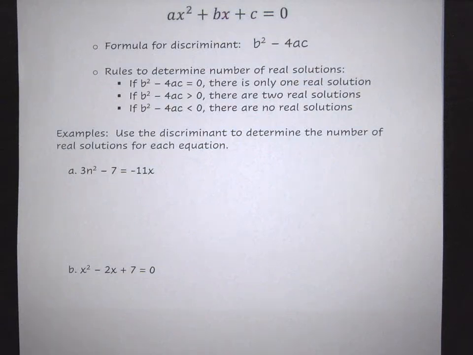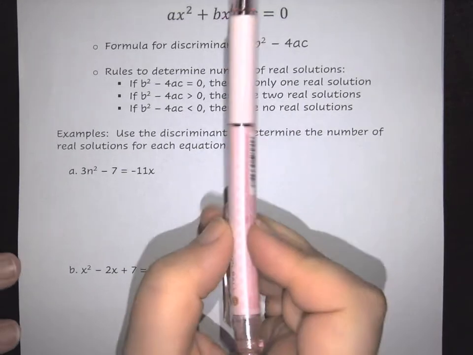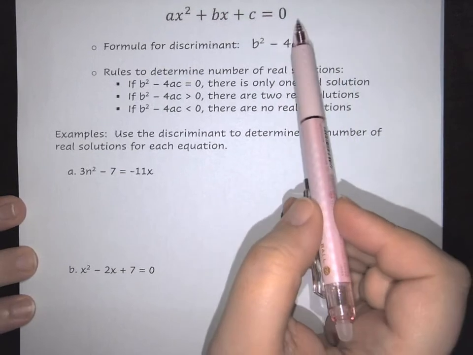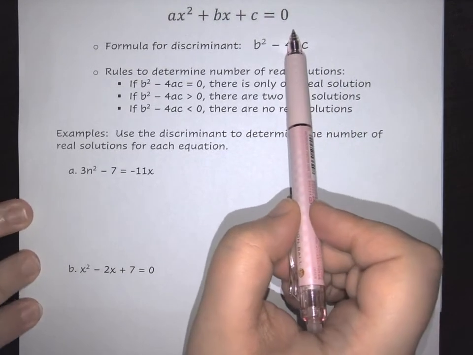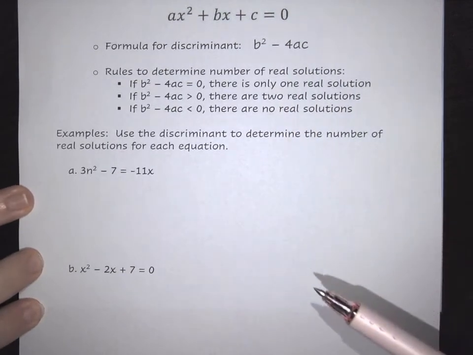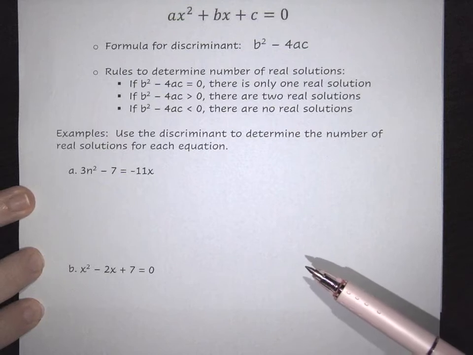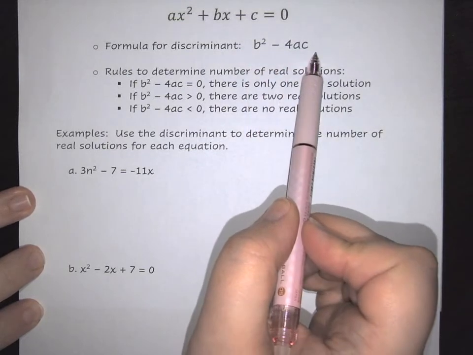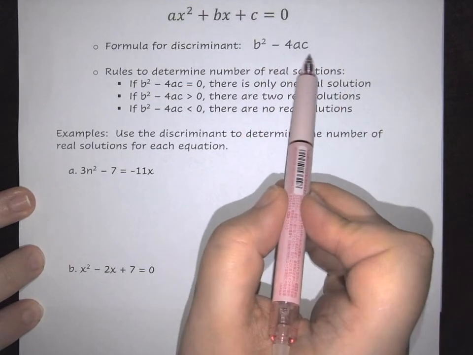In this video, we're going to look at a couple examples on how to use the discriminant to determine how many solutions you may have. So the discriminant comes from standard form. So this is standard form right here. And the discriminant essentially is the formula that is found as part of the quadratic equation. It's the piece that's underneath the radical. So you see here you've got the b squared minus 4ac. So this is your discriminant.